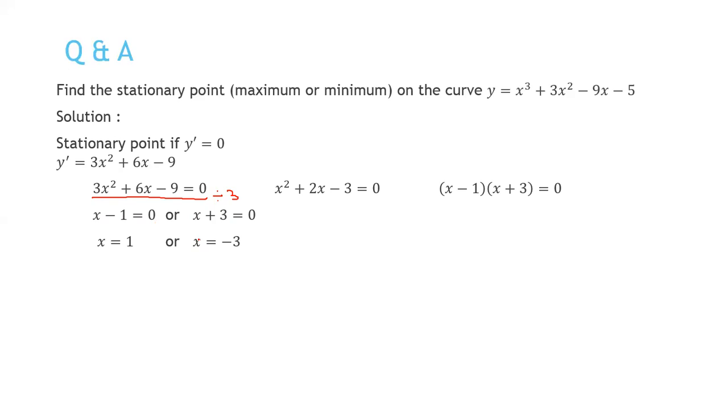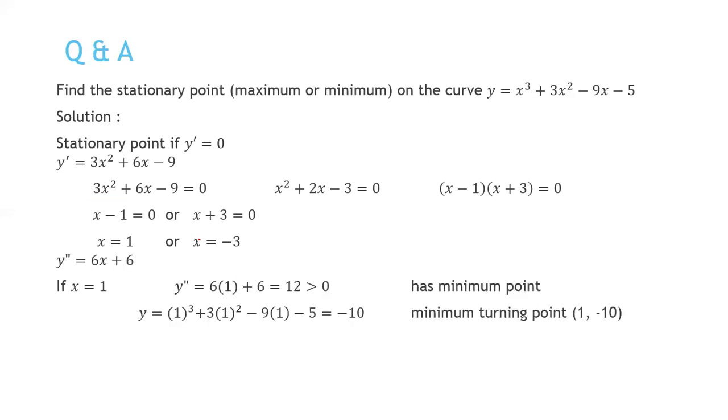Later we will use these stationary points to sketch this graph. Afterwards, the next step, we need to find the second derivative. The second derivative equals 6x plus 6, since 2 times 3 is 6 and the derivative of 6x is 6. So the second derivative of this function equals 6x plus 6.